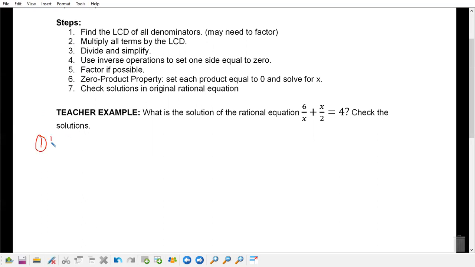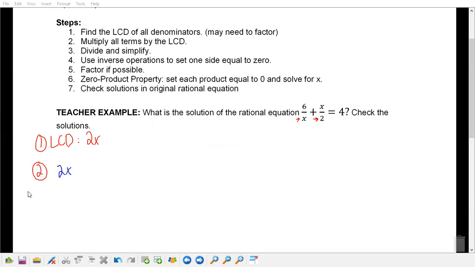So step one says to find the LCD of the denominators. So I look at my denominators, I have x and I have two. Because I have x and two, that means my LCD has to be 2x. Okay, step two says to multiply all terms by the LCD. So step two, I'm gonna multiply all terms by the LCD.